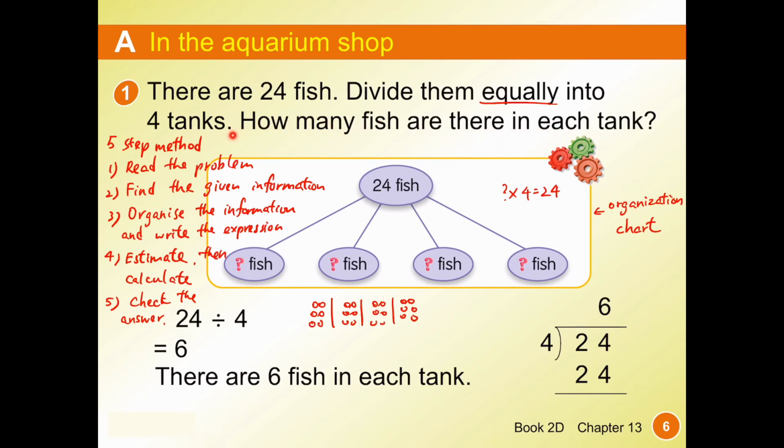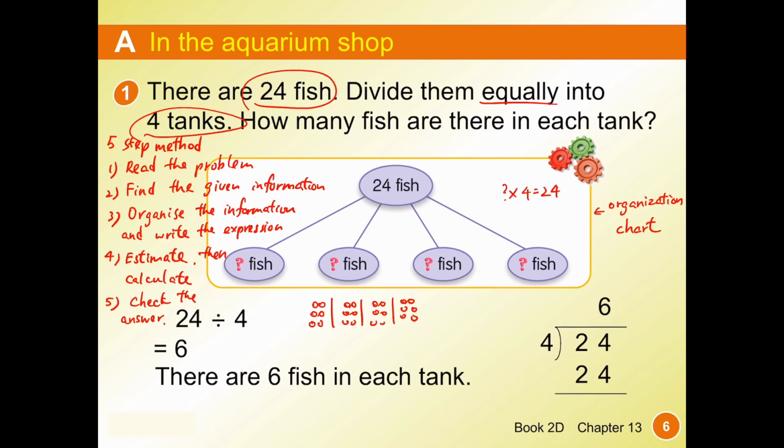So if you remember from book 2C, I talked about the 5-step method. You're encouraged to use the 5-step method to work on this kind of problem. We just did the very first step, which is to read the problem and identify the question. And then for step 2, you need to find the given information. So we know that we have 24 fish, and then we are asked to divide them equally into 4 tanks. Equally means each tank will contain the same number of fish.